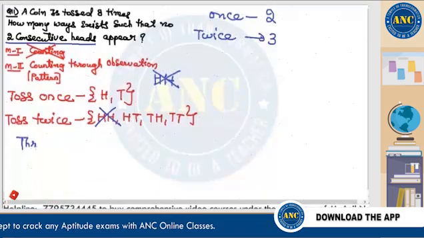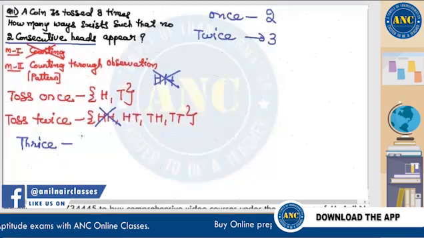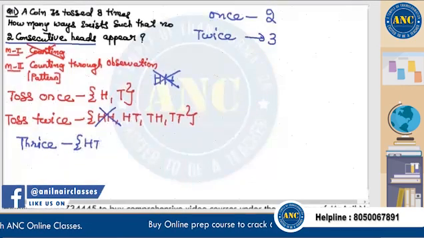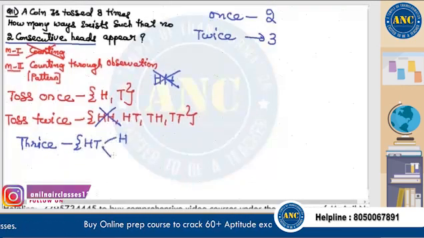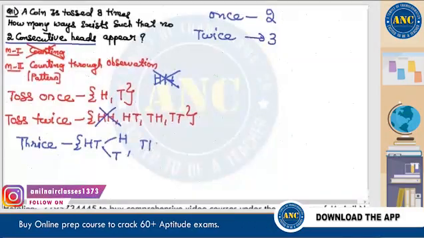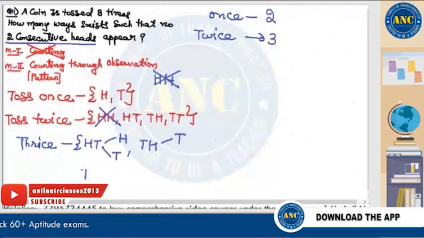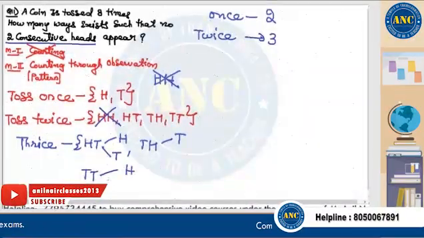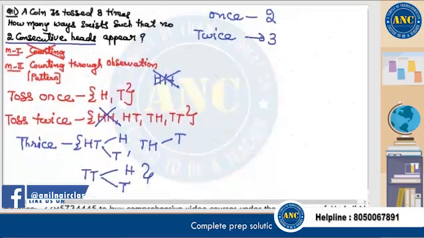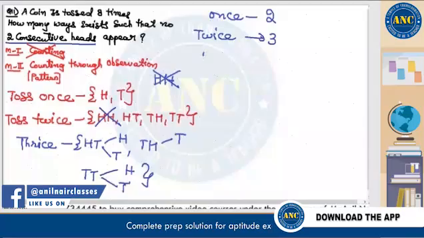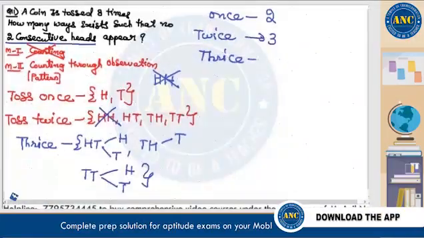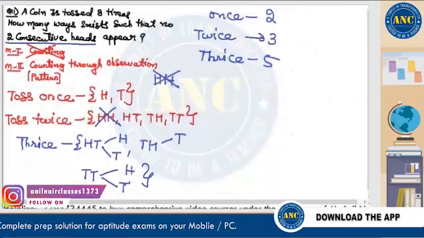So if I toss it thrice, listen carefully, sir. HH should not appear. TH can appear, TT can appear, HT can appear, that's all. How many ways are there? 1, 2, 3, 4, 5. Thrice it is 5.